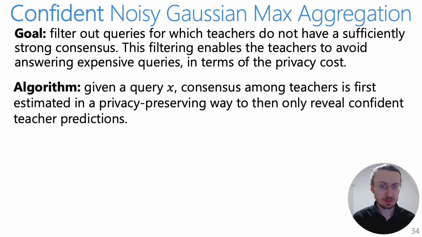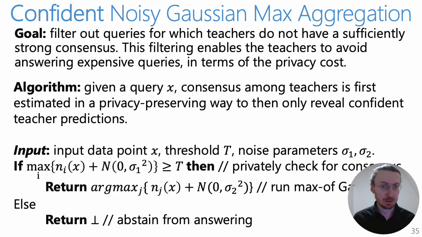So how do we really improve this mechanism? This is called the confident version of GNMax, and the algorithm is as follows. Given a query data point x, consensus among teachers is first estimated in a privacy-preserving manner, and only then do we reveal the confident teacher predictions. So how does it work? Let us now provide the final algorithm itself. We have some input, data point x. This is the public data that we want to label. We have some new parameter, which is threshold upper T, and additional parameters sigma 1, sigma 2 for the noising.